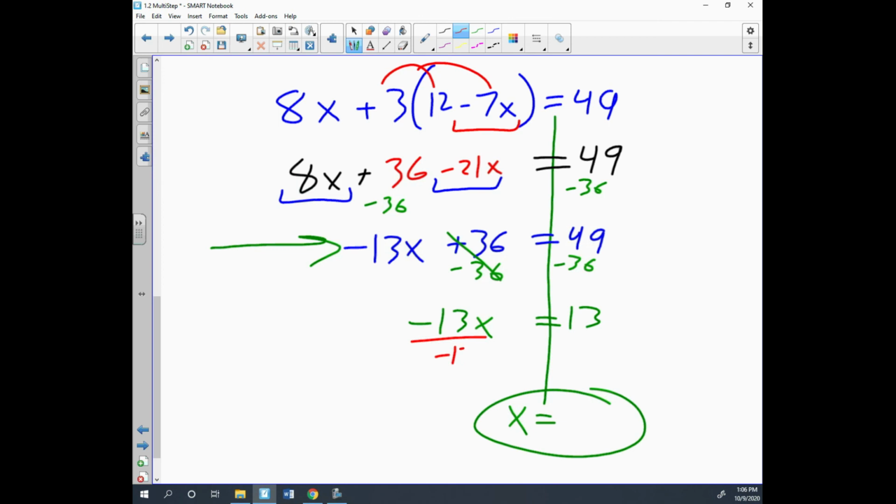So when I divide by negative 13, I'm going to get a whole number of negative 1. Yes! Easy math. I'm glad we're learning. Okay? Let me know if you have any questions. Take care.